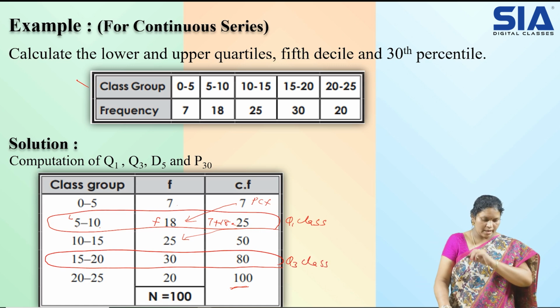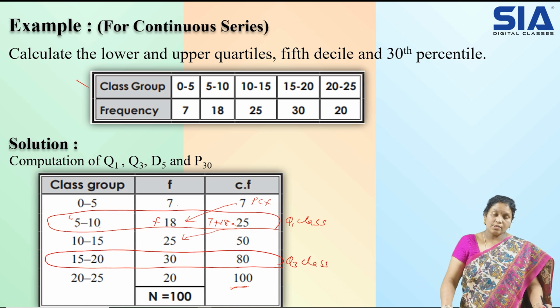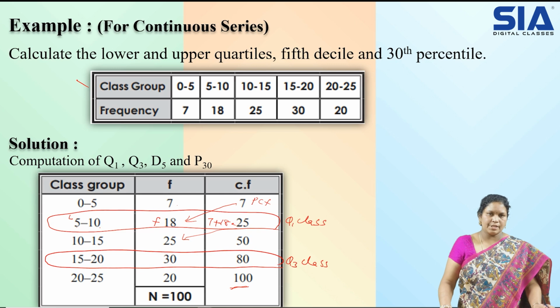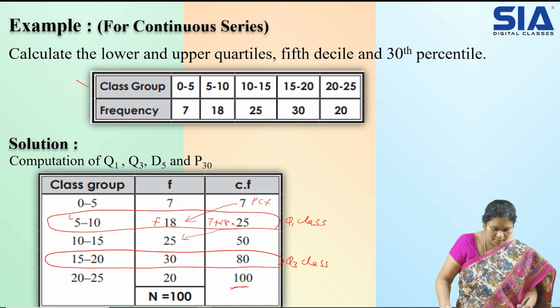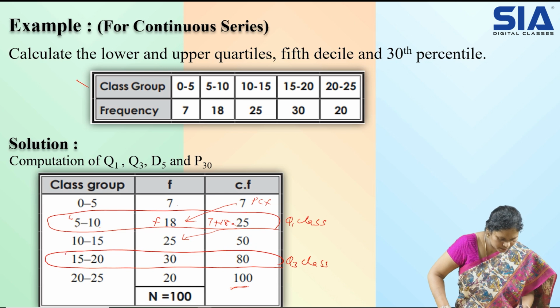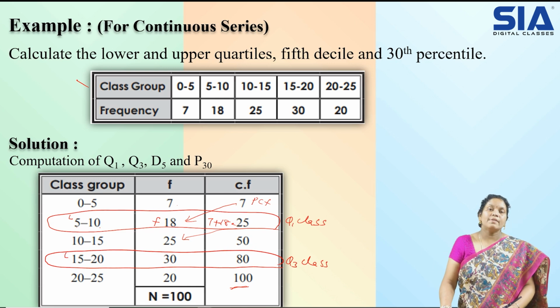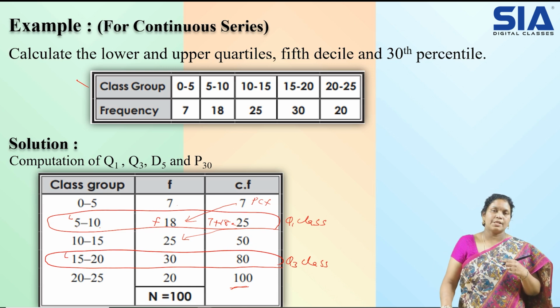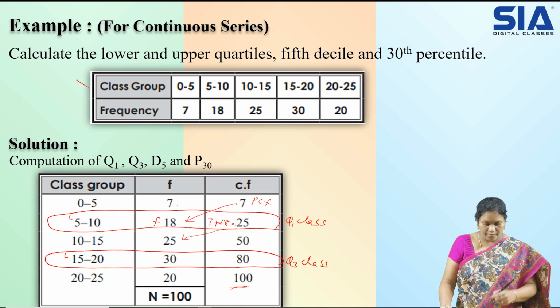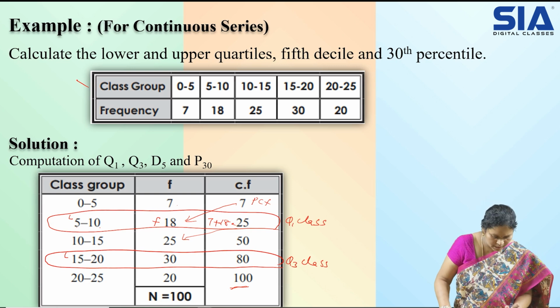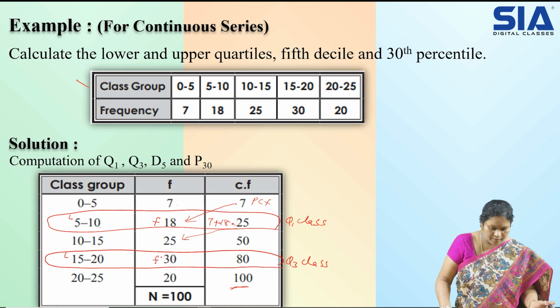Make the entire box, that becomes your Q3 class. Now the same formula we discussed just now applies. In that, L becomes the lower limit of the Q3 class, so that is your 15. Then frequency: in the frequency column, whatever you got in the box for the Q3 class becomes your frequency, so that T becomes your frequency.